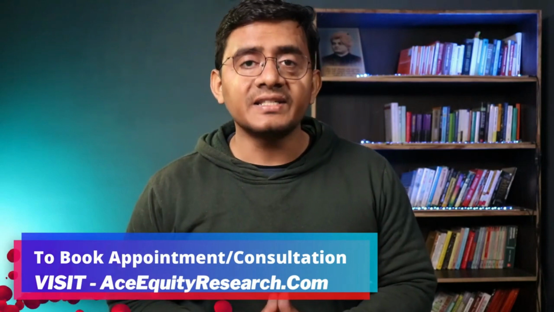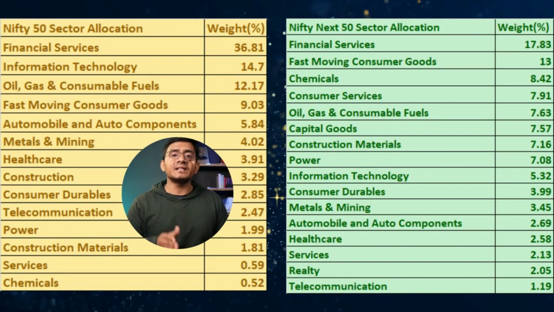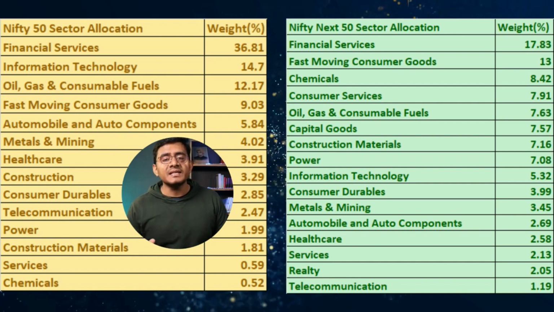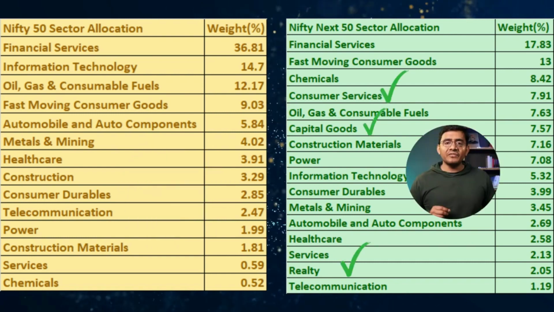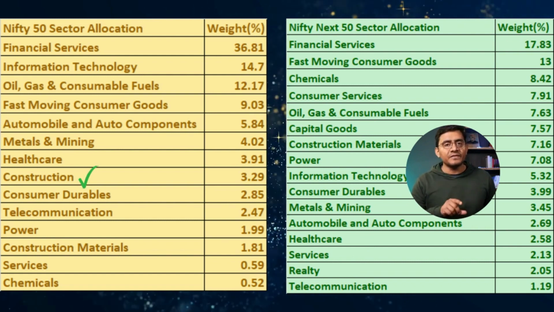Sometimes Nifty 50 performs better and sometimes Nifty Next 50 performs better. We will understand this much better if we look at the sector allocation of both these indices. We can observe that the sector allocation in both these indices is very different. In fact, a few sectors which you find in Nifty Next 50 you won't find in Nifty 50, and vice versa. That is why it is not necessary that if the sectors inside Nifty 50 are doing well, the Nifty Next 50 sectors will do equally well, and vice versa.